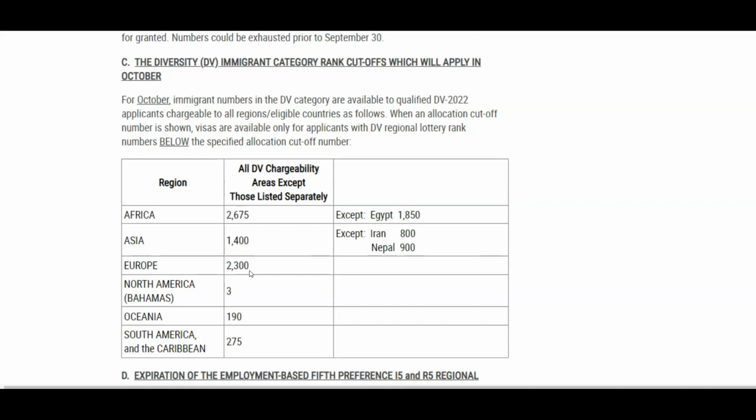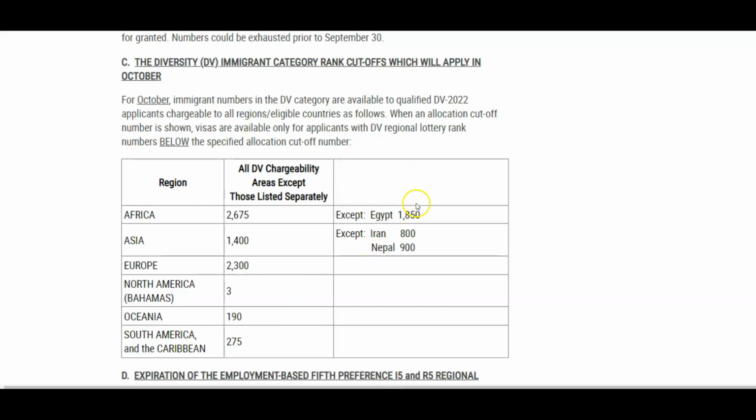It is the same with all other regions. Whenever a cutoff number is shown, it means that only case numbers that are below that cutoff number for that region for the month that is concerned are eligible for interview.